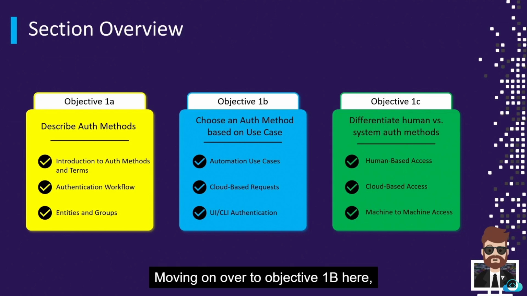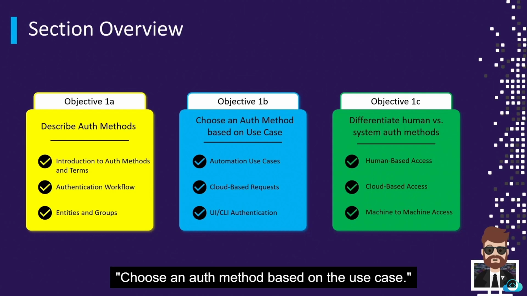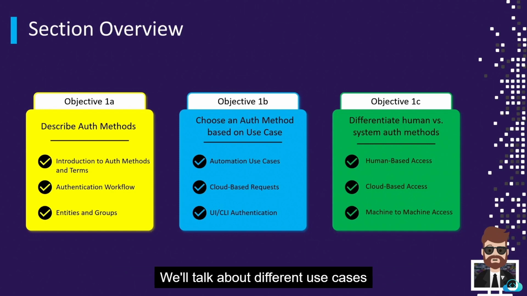Moving on over to objective 1B here. Objective 1B is choose an auth method based on the use case. So we'll talk about different use cases that I see when working with customers. We're thinking about things like automation, cloud-based requests, human users going to the UI or the CLI, and how do we choose a proper authentication method based upon all these use cases.